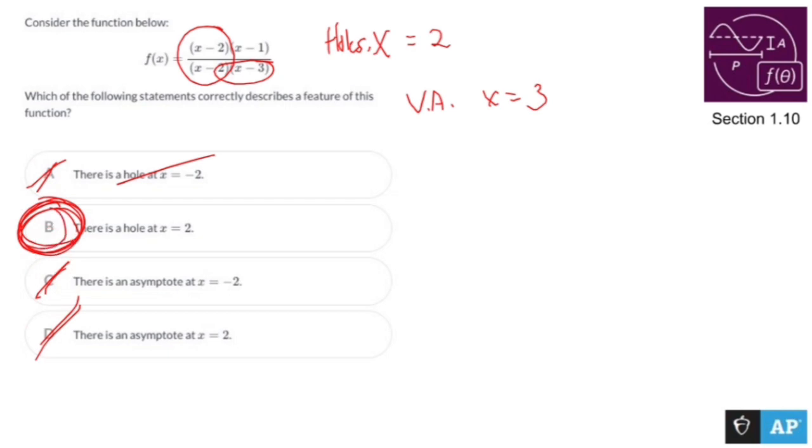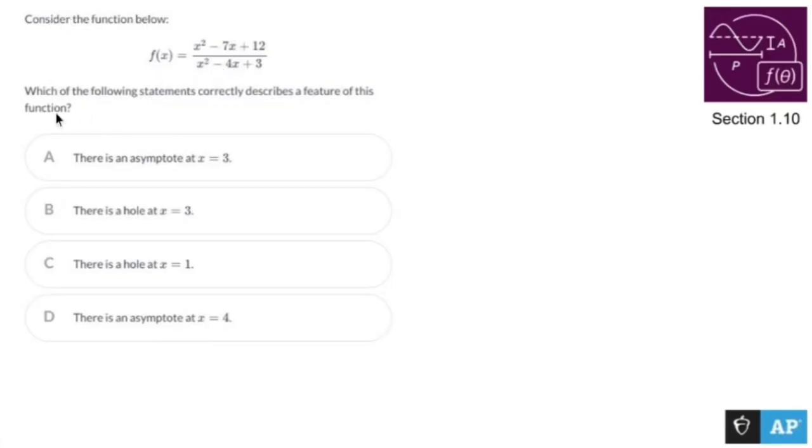Consider the function below. Which of the following statements correctly describes a feature of this function? So asymptote, hole, asymptote. What it wants me to do is figure out my holes and asymptotes.